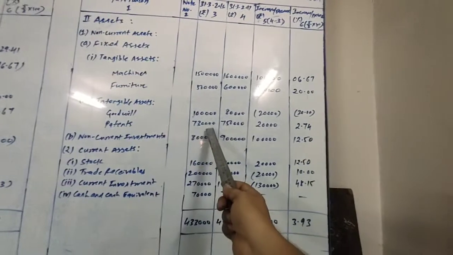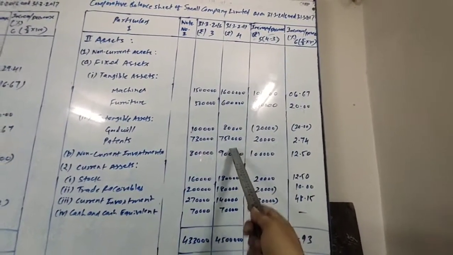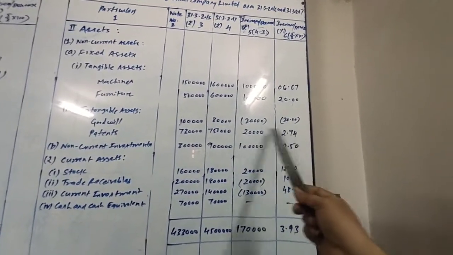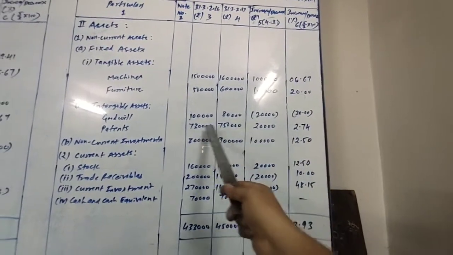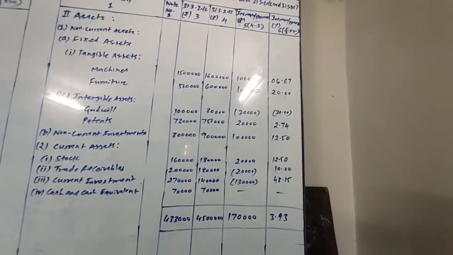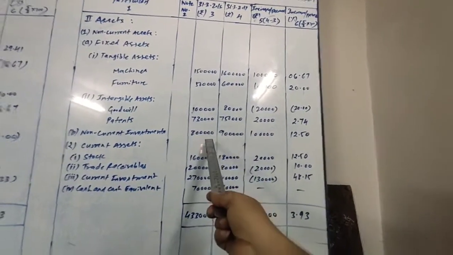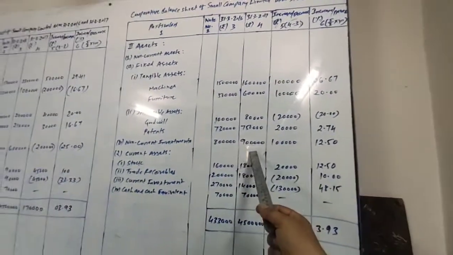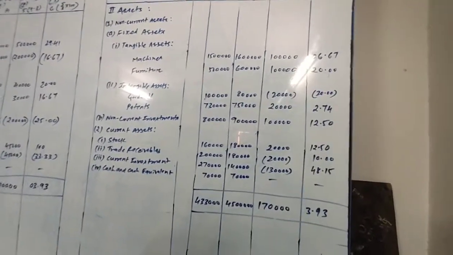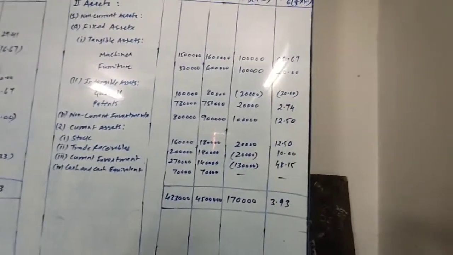Then patents is given. Patents are 7,30,000 in the year 2016, and in the year 2017 it becomes 7,50,000. So there is an increase of 20,000 in patents. So when we convert this increase in percentage, 20,000 upon 7,30,000 into 100, that comes 2.74%. Then non-current investment, it is given 8 lakh in the year 2016, which became 9 lakh in the year 2017. So there is an increase of rupees 1 lakh, and now when we convert this in percentage, 1 lakh divided by 8 lakh into 100, we get 12.5%.